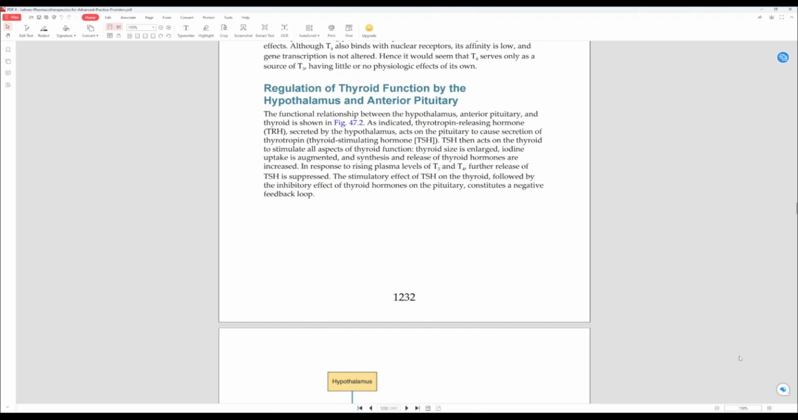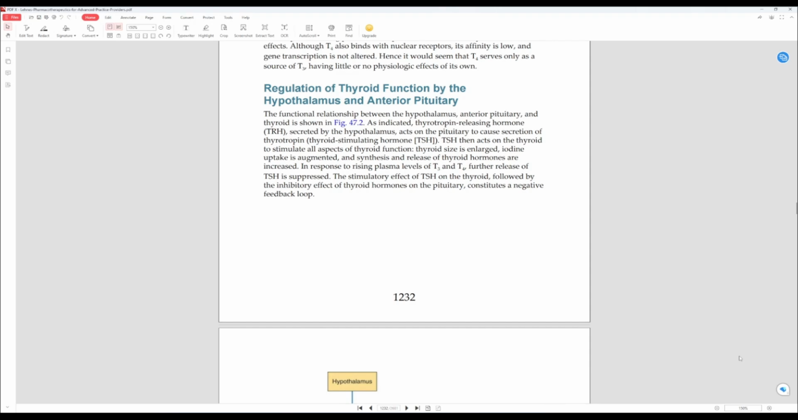The regulation of thyroid function by the hypothalamus and the anterior pituitary. The functional relationship between the hypothalamus, anterior pituitary, and thyroid is shown in the following figure 47.2. As indicated, thyrotropin-releasing hormone, or TRH, secreted by the hypothalamus, acts on the pituitary to cause secretion of thyrotropin, or thyroid-stimulating hormone, or TSH.